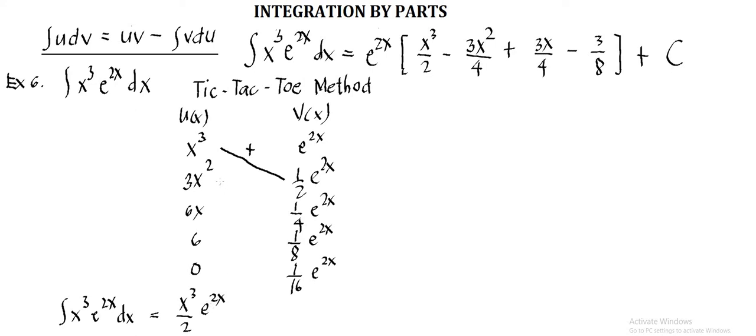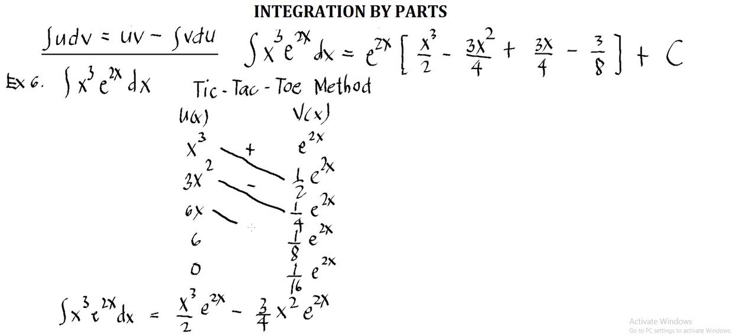Yung second term naman ng ating sagot ay yung negative product ng dalawang term na ito. Negative product. So, pag multiply natin yan, so magkakaroon tayo ng negative 3/4 x squared e to the 2x.